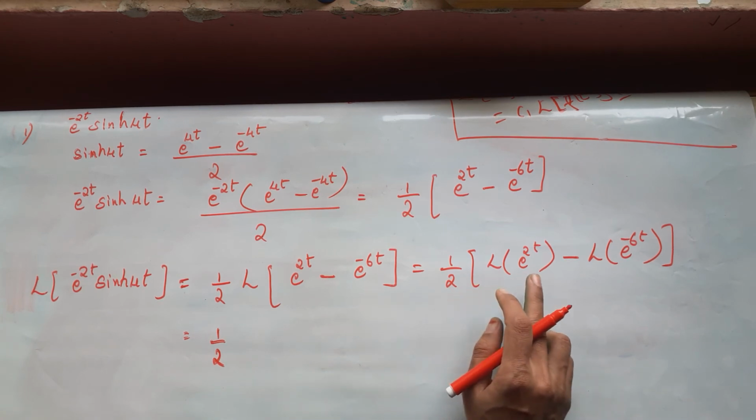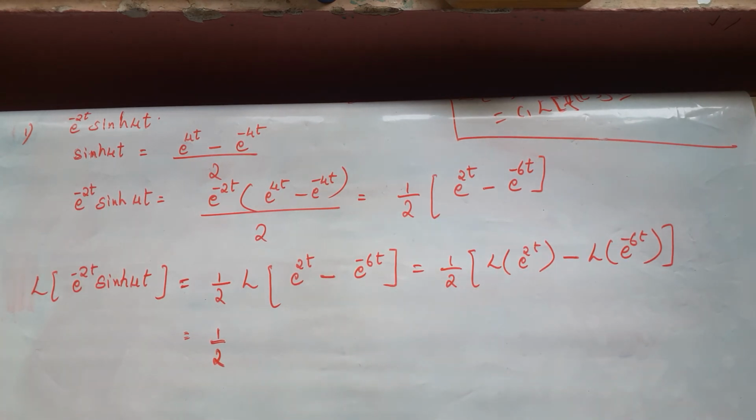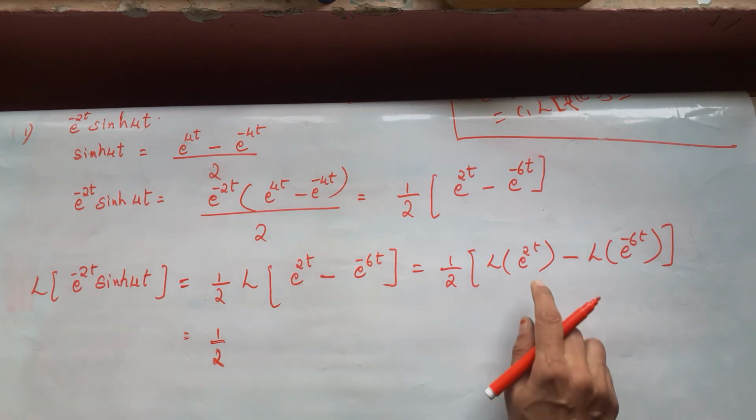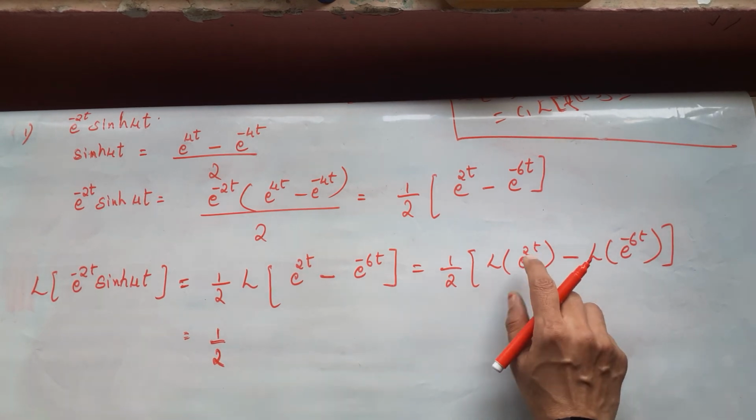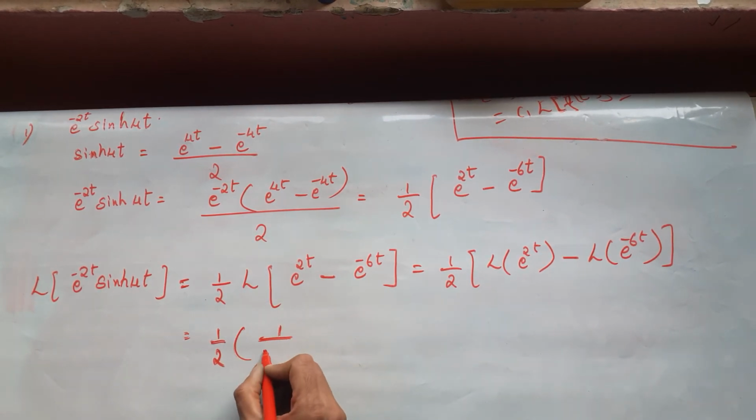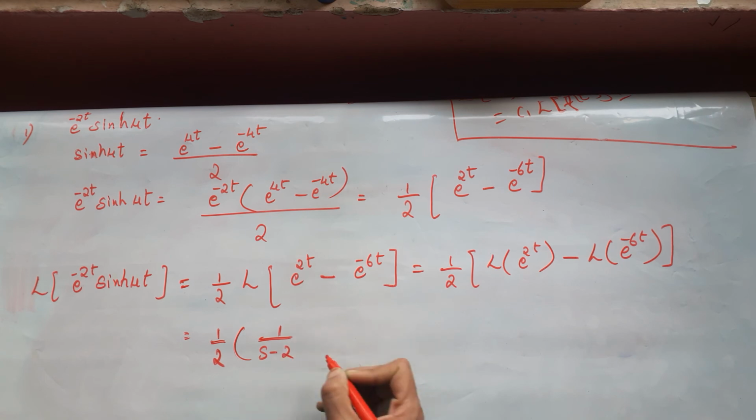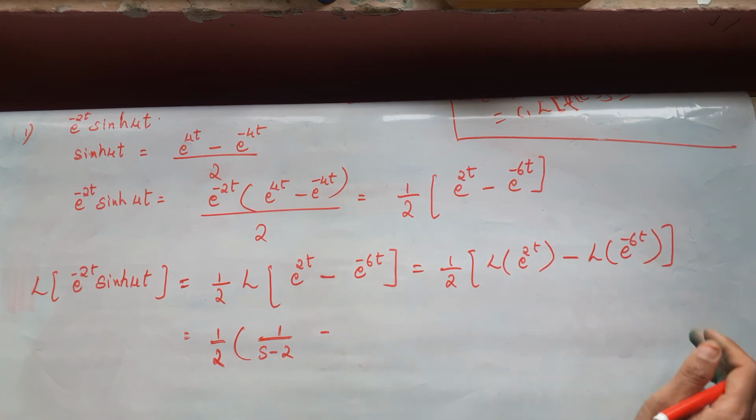Now the Laplace transform of e to the power 2t is the same as the Laplace transform of e to the power at. What is the Laplace transform of e to the power at? It is 1 divided by s minus a. Here the value for a is 2, that is the coefficient of t here. So it becomes 1 divided by s minus 2, minus the Laplace transform of e to the power minus 6t. It is as good as writing the Laplace transform of e to the power minus at, which I have written in the set of formulas I gave in the beginning of this video.